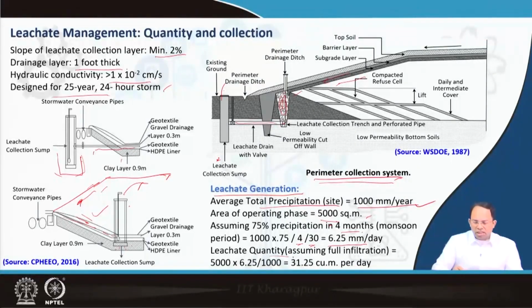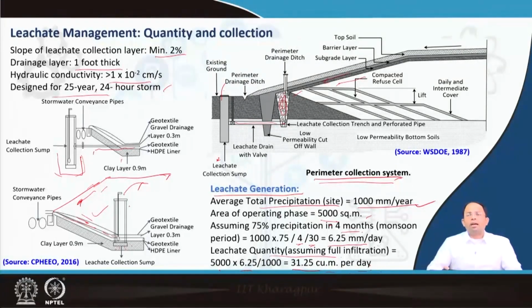So that means the total leachate quantity is 5000 multiplied by 6.25 divided by 1000. This 6.25 millimeter we divide by 1000 to make it meter, so it becomes 31.25 cubic meter of leachate collected per day.